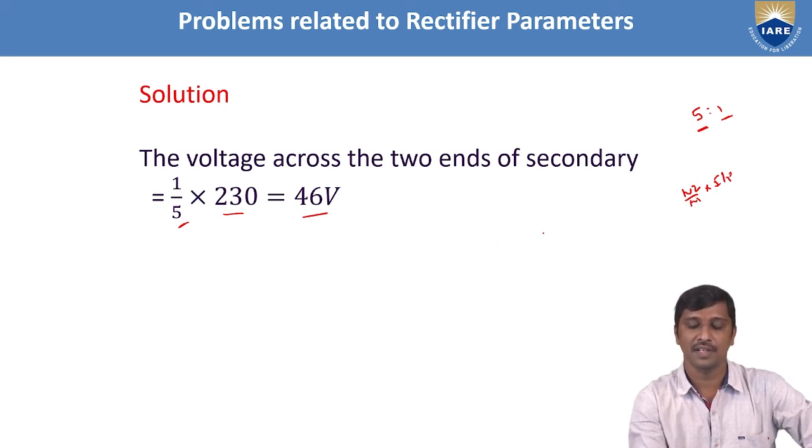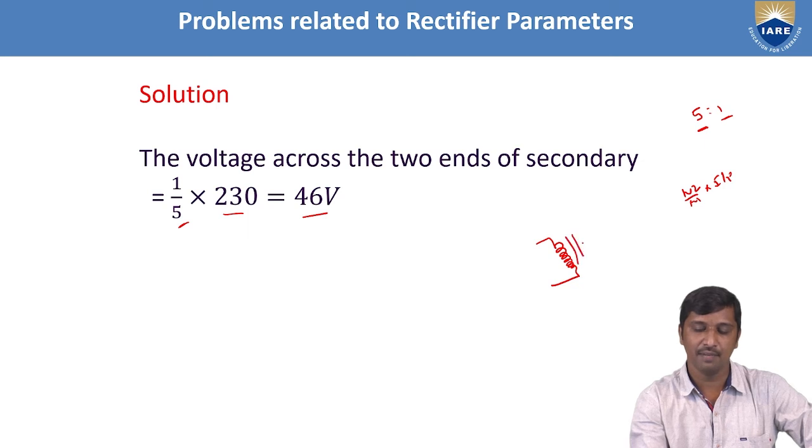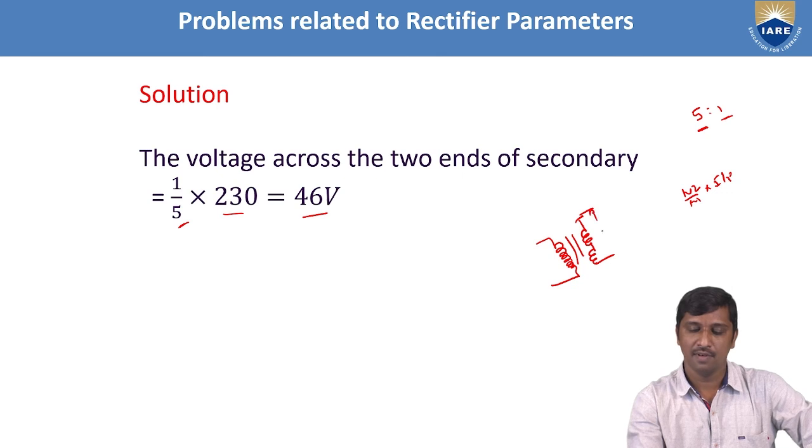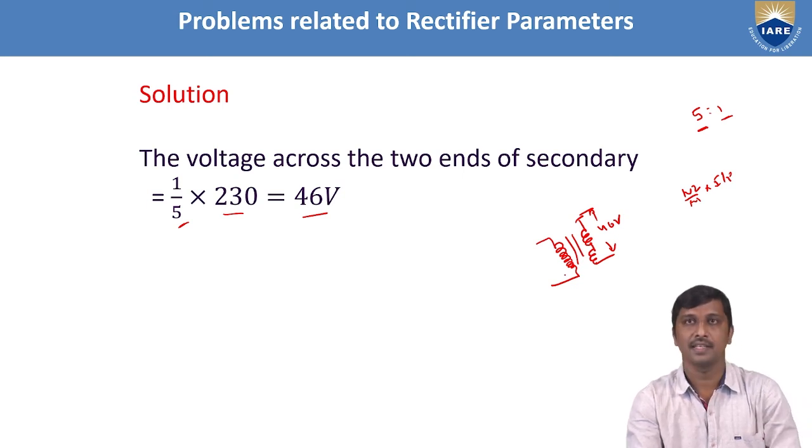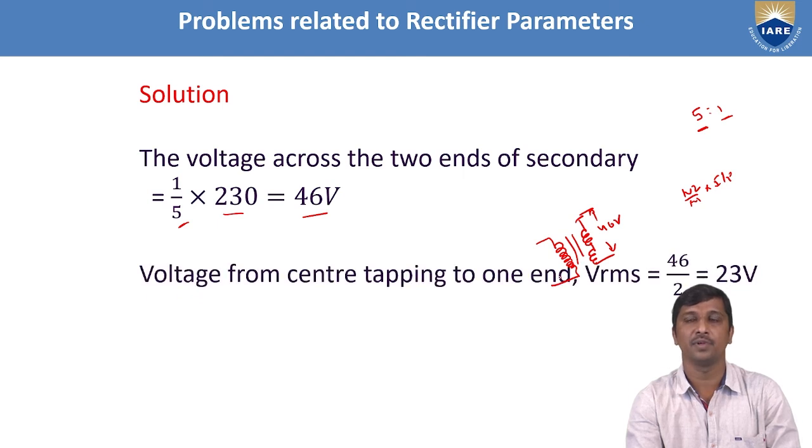But in a full wave rectifier, we are going to use the center tap transformer. If you observe the center tap transformer, it contains one primary winding, but it contains two secondary windings. So the total secondary winding voltage is 46 volts, but we need to find out each secondary voltage here. So for this case, each secondary VRMS is 23 volts here.